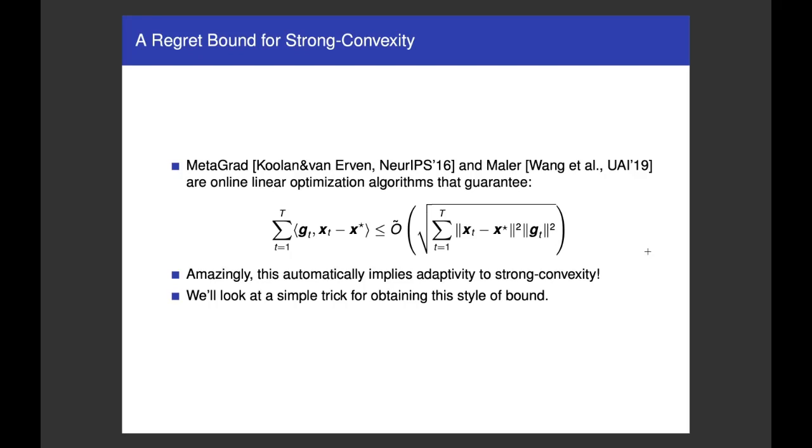I'm not going to show you that exact argument here, but instead I'm going to look at a simple trick that allows us to obtain this style of bound using parameter-free algorithms. I think this trick also gives a nice intuition behind why we should expect the resulting algorithm to do better on strongly convex losses.